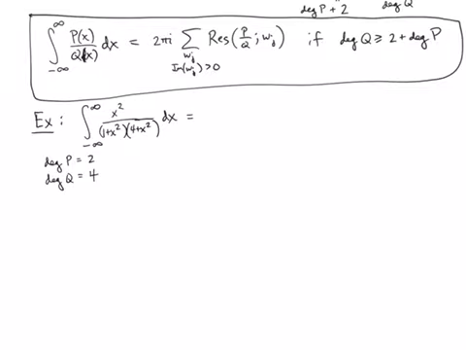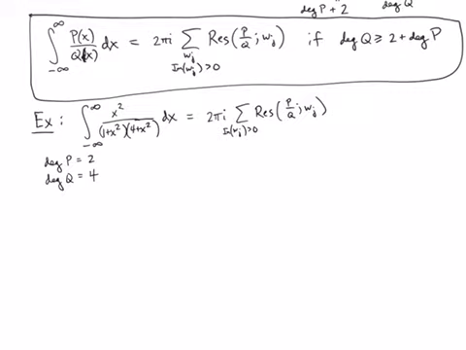And so this is 2 pi i times the sum of the residues of p over q at w_j, where the imaginary part of w_j is greater than 0. So we need to find the singular points of our rational function where the imaginary part is greater than 0. So just in the upper half plane.